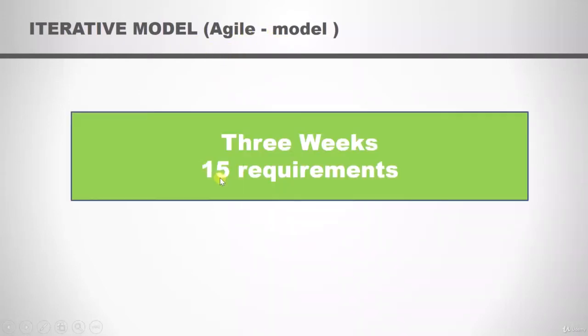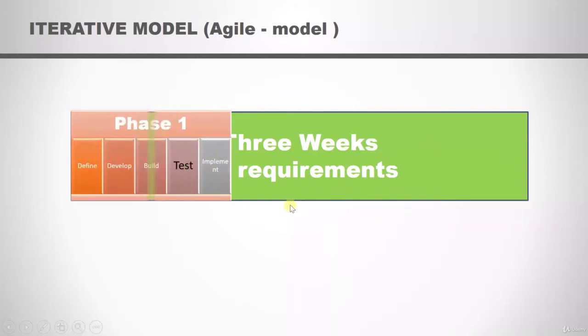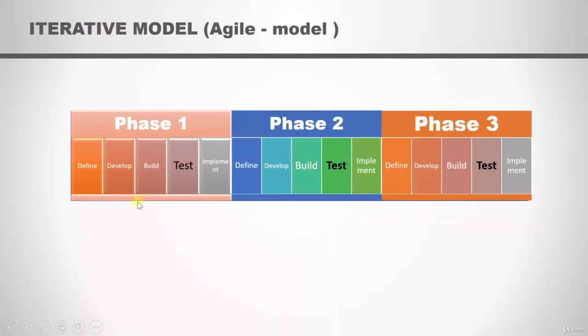Now, suppose you have a software that you need to implement in 3 weeks, and it has 15 requirements. If you use the Agile Model, then this is how it will work. The Agile model will have 3 different phases. Each phase will be for 1 week. Phase 1 is for the first week, Phase 2 is for the second week, and Phase 3 is for the third week. Since we have to complete the project in 3 weeks, the time has been divided in this way.